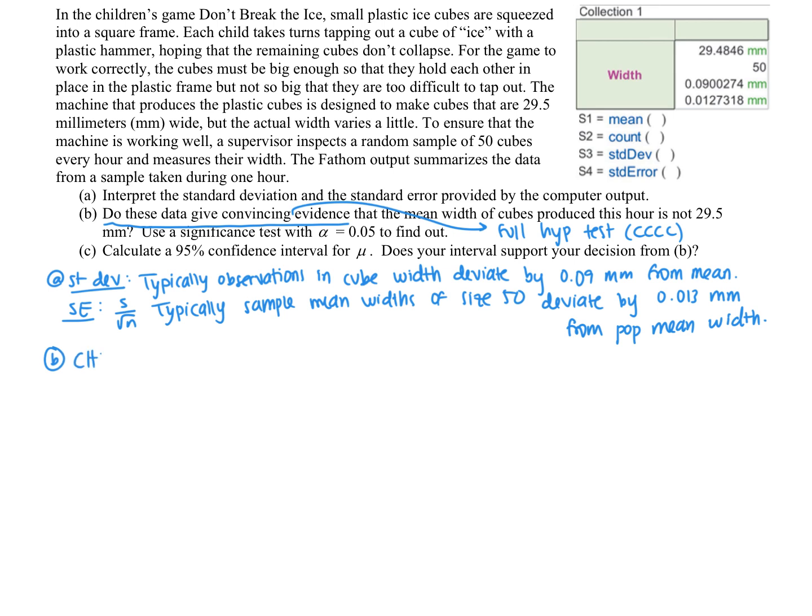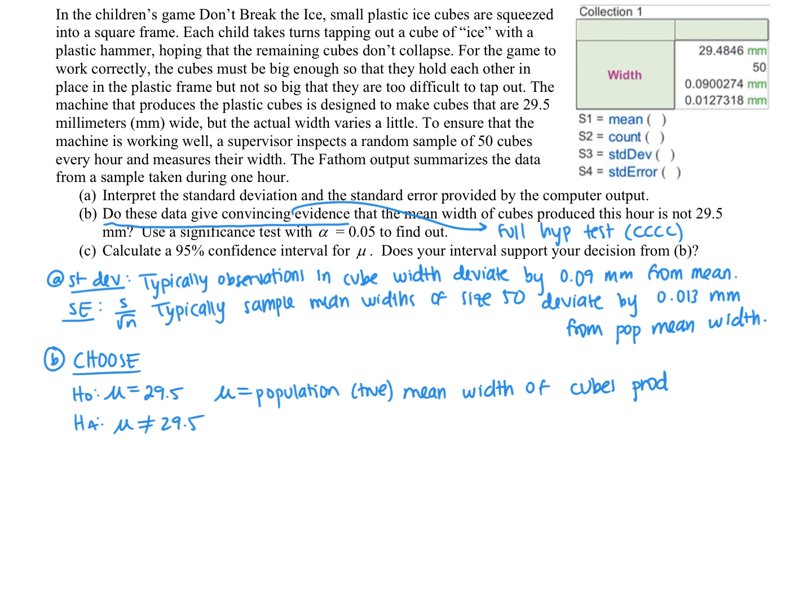So we will start with choose. So this is a test for mean. So we're going to have mu equals. Okay, so we want to know, is the mean width of the cubes produced this hour not 29.5? So our null, we're assuming that the population mean is 29.5. We are looking for evidence that it's not 29.5. And we need to define mu. So mu is the population, or you can say true, either one. Population or true mean width of cubes produced this hour.